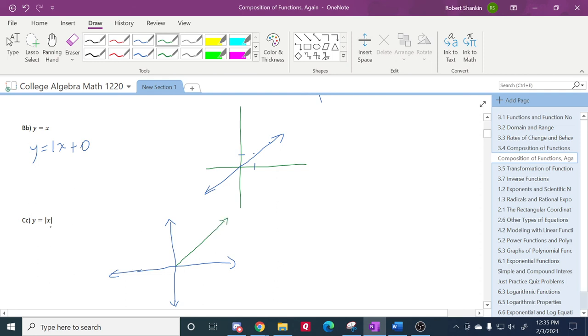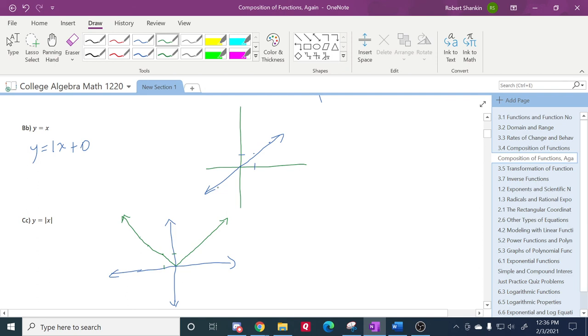Absolute value doesn't do anything to positive numbers. But with a negative 1, the output would be positive 1. Negative 2, it's positive 2, so on, and it turns out to be a V shape. Like this.